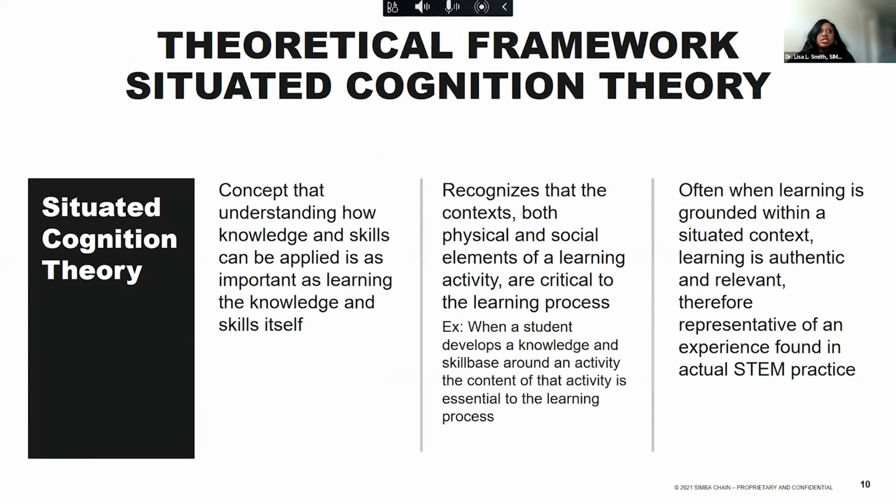Situated cognition theory is based on the concept that understanding how knowledge and skills can be applied is as important as learning the knowledge and skills itself. The theory recognizes that the context, both physical and social elements of learning activity, are critical to the learning process, and it emphasizes that when learning is grounded within a situated context, learning is authentic and relevant and therefore representative of an experience found in STEM learning.